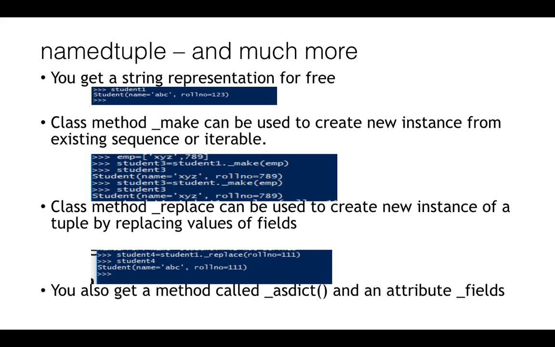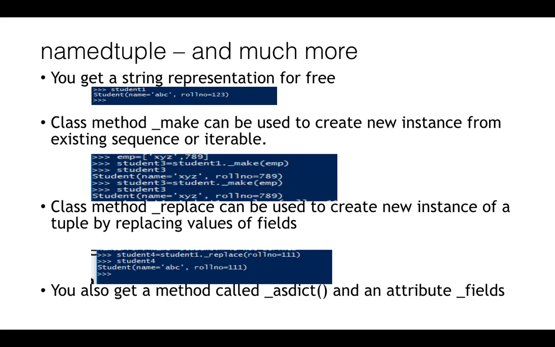So you also get the class method called _make. It can be used to create a new instance from an existing sequence or iterable. So this existing sequence need not be another Namedtuple. It can be just a sequence. Like here you can see emp is the sequence that is used to create another student Namedtuple. Similarly, you can create another Namedtuple using this _make method. So here you can see student3 is created using student1 as well as student.